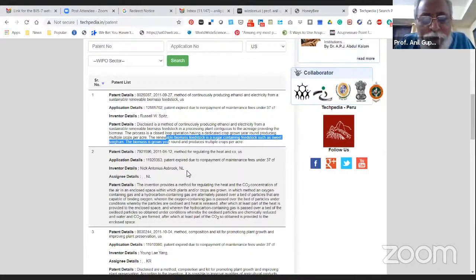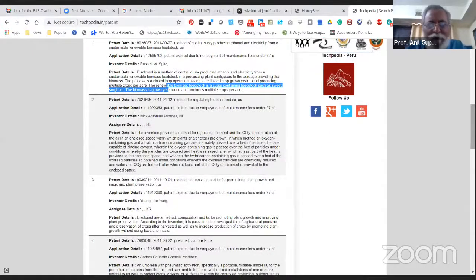I was actually looking for crop, because this word crop was also here. Plants and or crops are grown in oxygen containing gas, hydrocarbon containing gas, etc. Method for regulating the heat. Now the title will not give you an idea that it has anything to do with biology or with plants. So if we search only on the title, we will miss this innovation. So I'm looking at the abstract, and within the abstract, I'm looking for different words which might hold a clue to the knowledge that I'm searching.